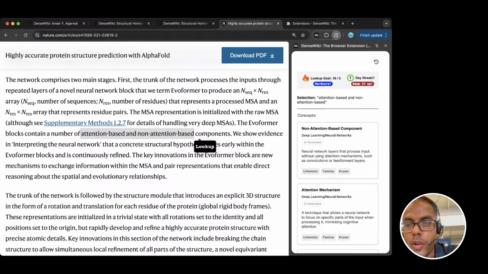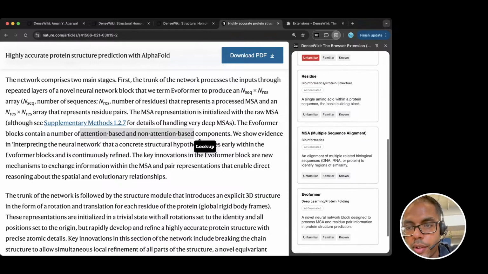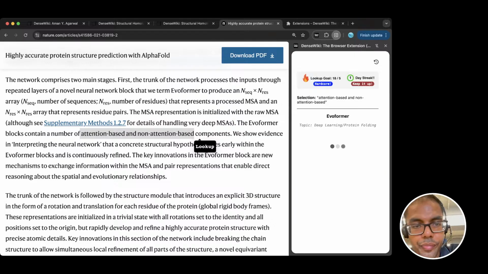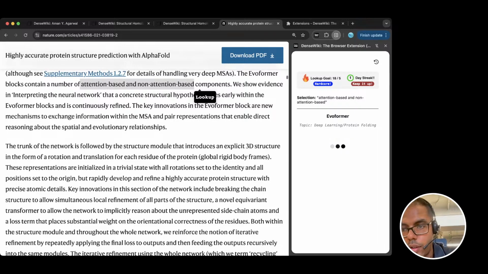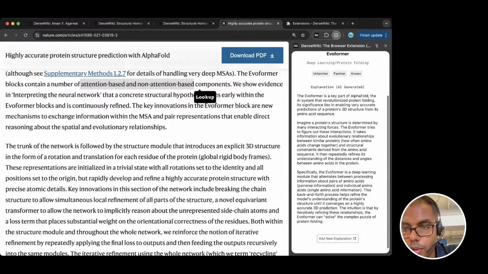Yeah, this is a separate topic altogether. Okay, this is non-attention based components and attention based components. That makes sense. This one I'm definitely familiar with, and this one I'm not yet familiar with in a way. Let's look at that for a bit. So, a key part of AlphaFold. Okay.